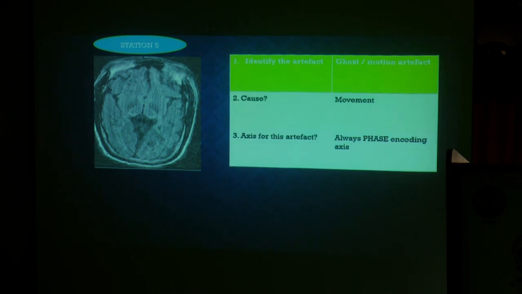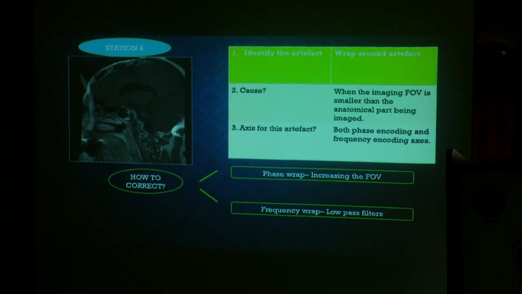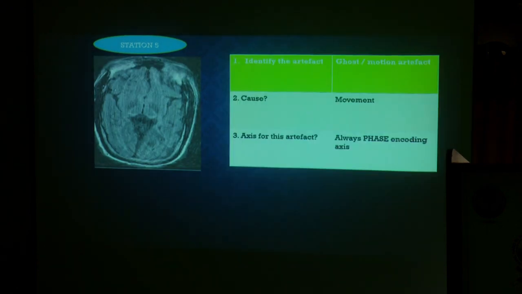This is the most commonly encountered one, motion artifact. It is also known as ghost artifact. So the cause is motion, and the axis for this artifact is always phase encoding. For wraparound artifact there were two axes, phase encoding and frequency encoding, but for motion artifact it is always phase encoding. In lumbar spine cases also we may see aortic pulsations causing motion artifacts within the spinal canal.